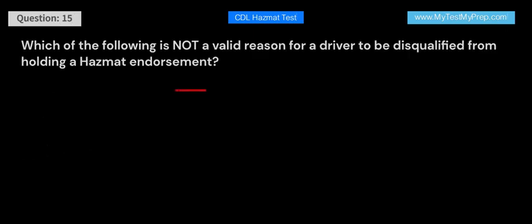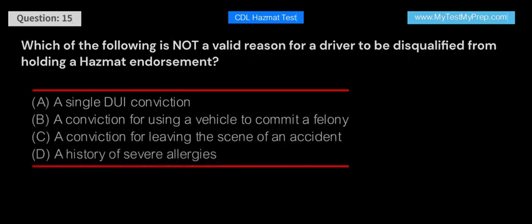Which of the following is not a valid reason for a driver to be disqualified from holding a hazmat endorsement? A. A single DUI conviction. B. A conviction for using a vehicle to commit a felony. C. A conviction for leaving the scene of an accident. D. A history of severe allergies.